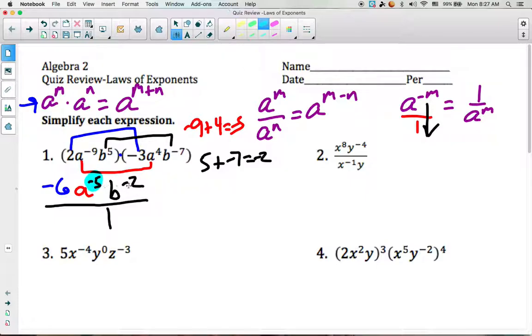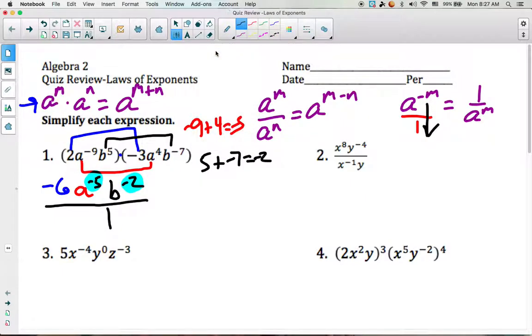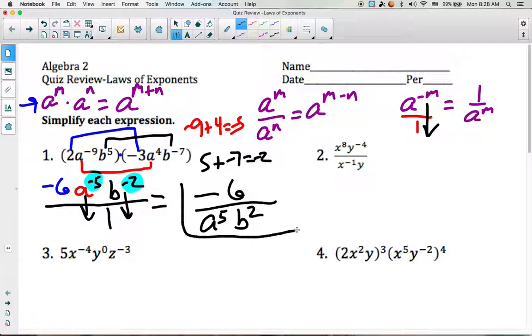This is a negative exponent, and so is this one. Now, the negative 6 is a negative number, but negative numbers we're not concerned about. We're only concerned about exponents in this situation. So the negative 6 will stay exactly where it's at in the numerator. The a to the negative 5 is going to drop down, and when it drops, it becomes a positive exponent of 5. The b to the negative 2 will drop down, and that negative 2 becomes a positive 2. So this would be your final answer.